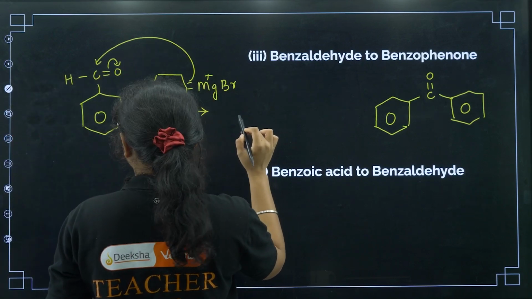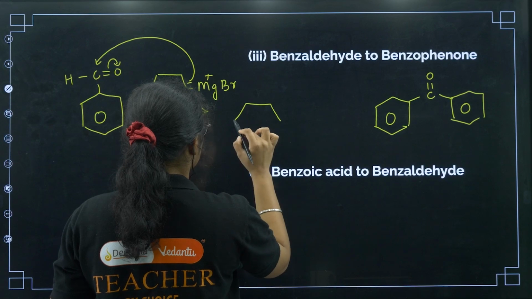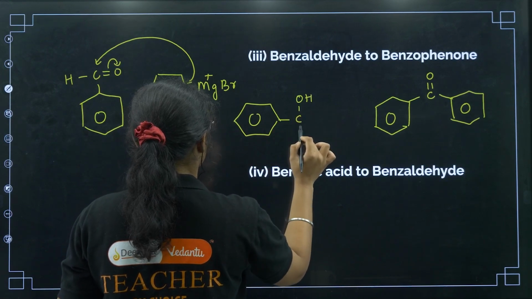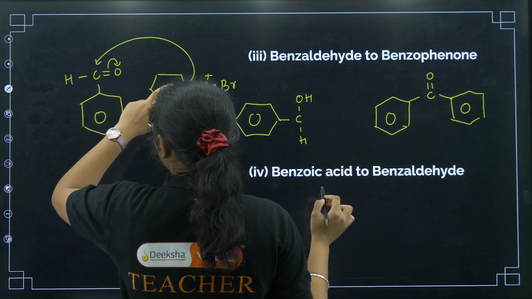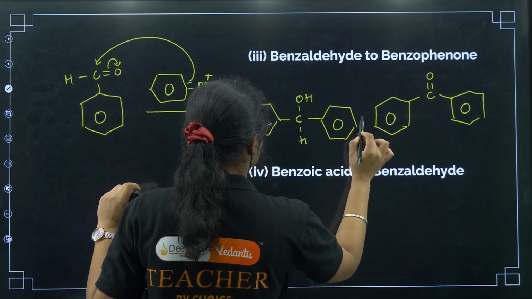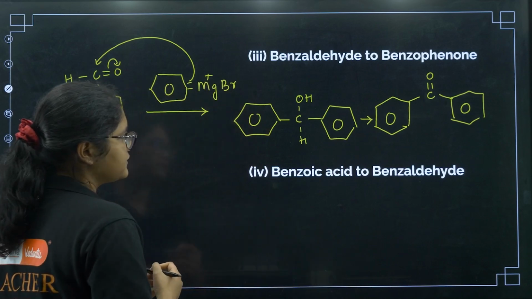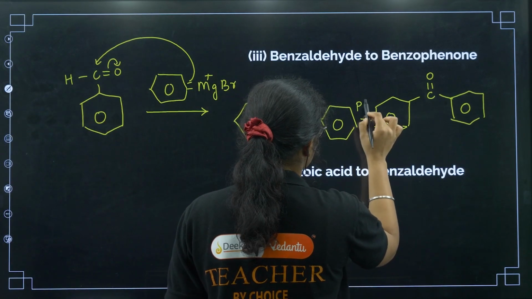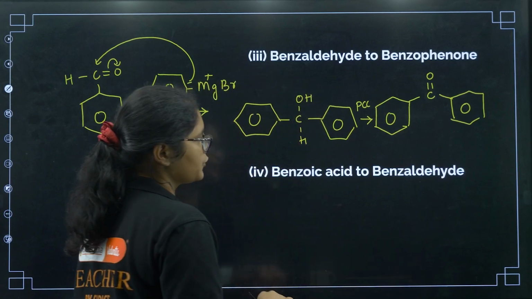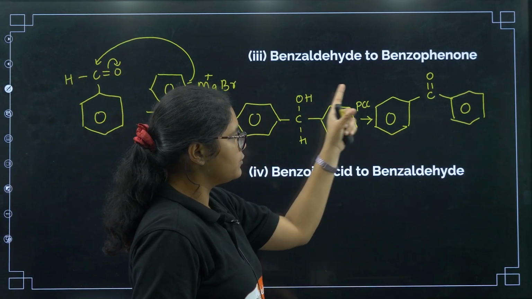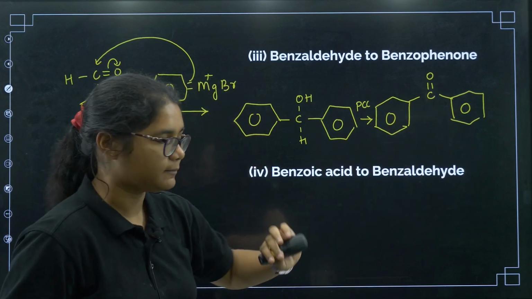So first, one alcohol will form, right? So I have this one, then I have OH, then I have H, and to this C we have this phenyl group. Next, to convert the OH to C double bond O, what we need to do is use PCC. This will oxidize the OH group and the C double bond O will form.